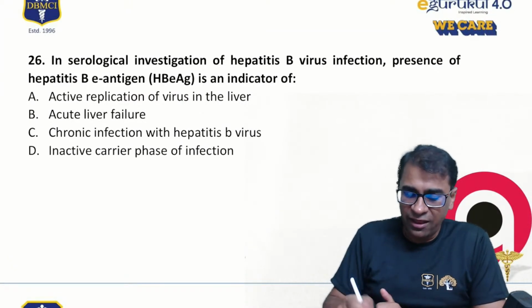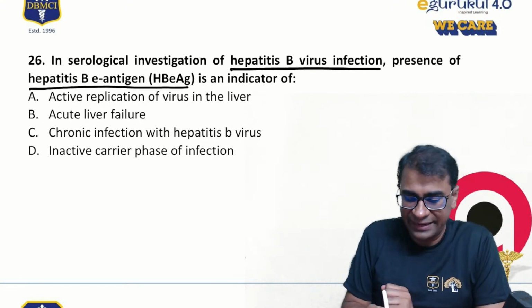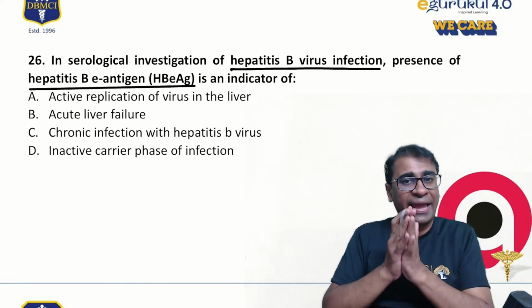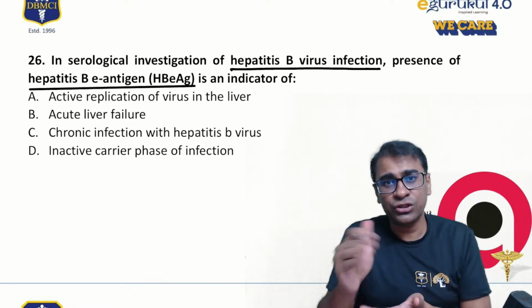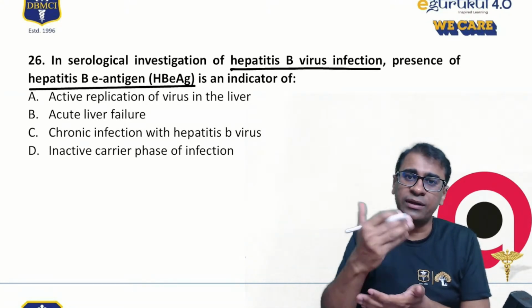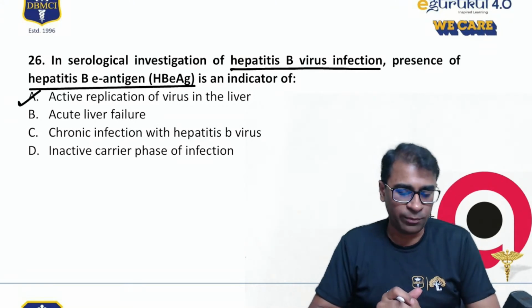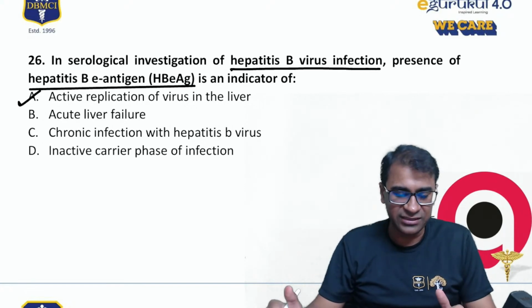In serological investigation of Hep B virus infection, presence of HBe antigen is an indicator of what? Tell me. Look, HBe antigen indicates replication, so infectivity, and so DNA load. Active replication of the virus in the liver is shown by the HBe antigen. The answer very clearly is A.